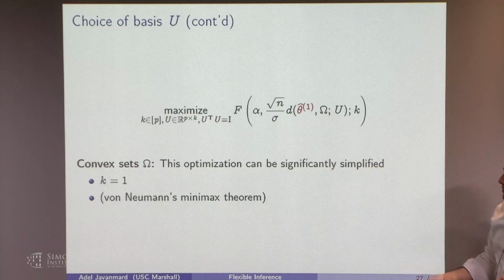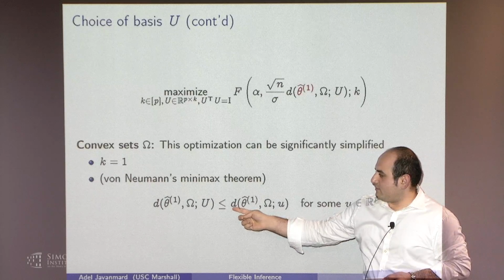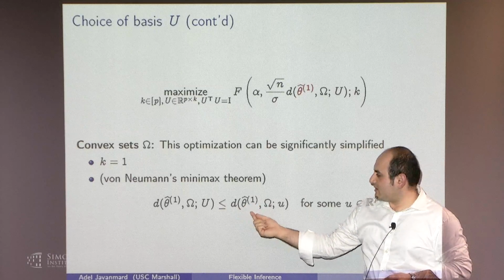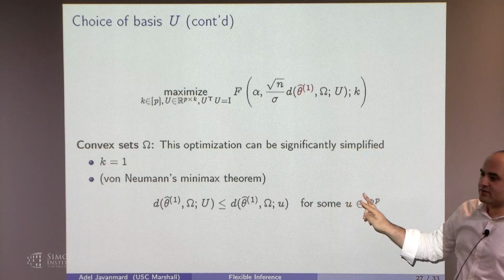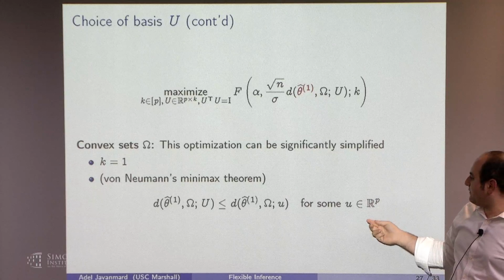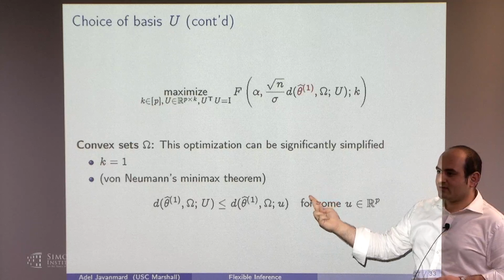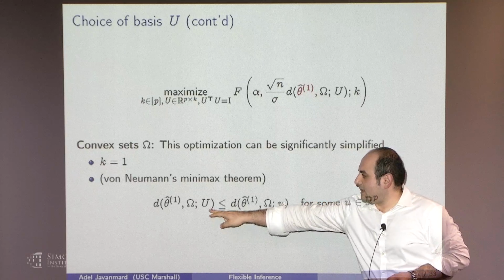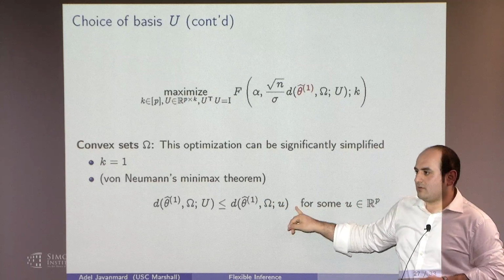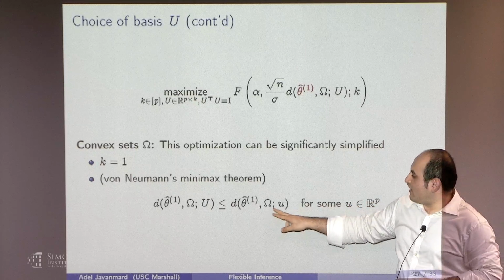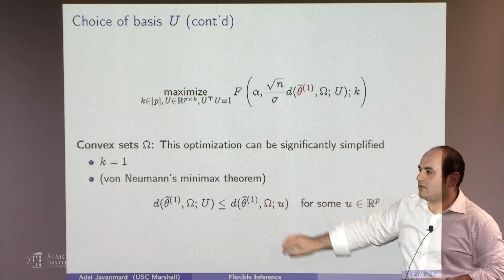So what's the idea here? If you look at this, this was the strength of the alternative, the distance of theta hat 1 from the set omega. So you can write it in terms of min max, and then if omega is convex, you can use von Neumann's min max theorem and swap this min and max. And then you can show that for any u, there is one vector u such that this holds true. So there is one u such that if you take the vector little u instead of the space u, then the distance would increase.